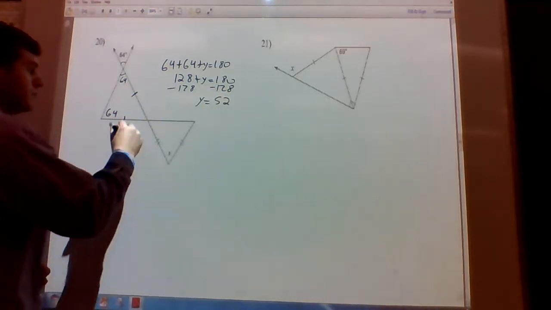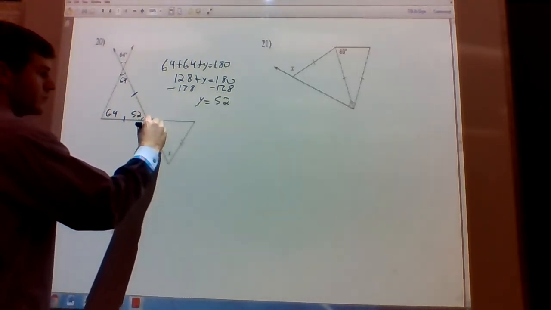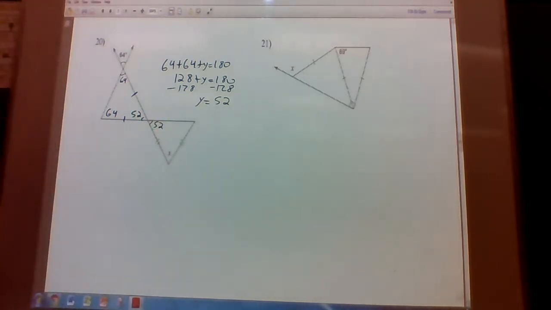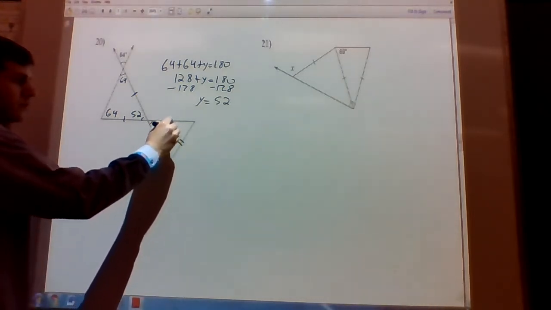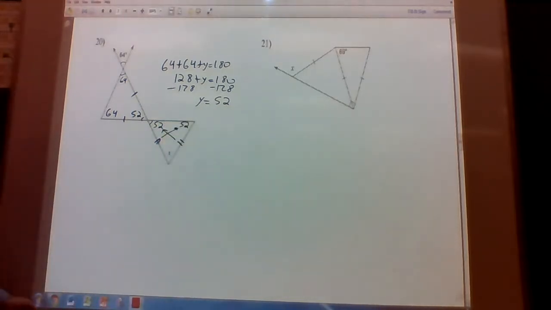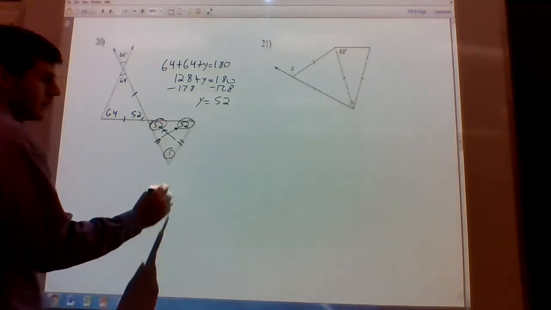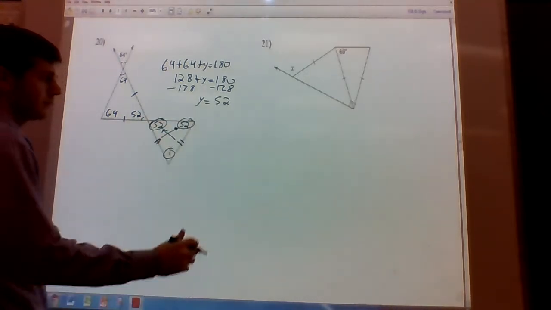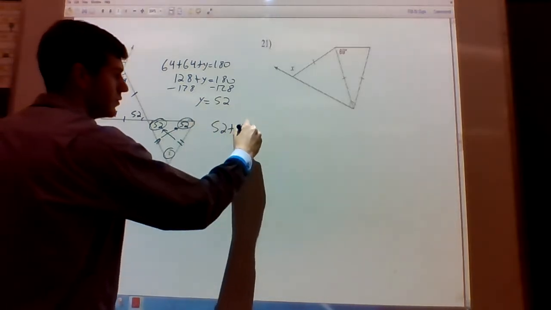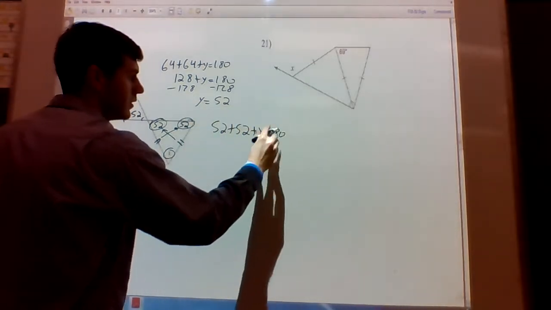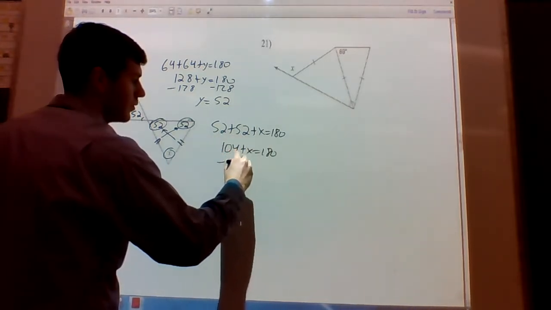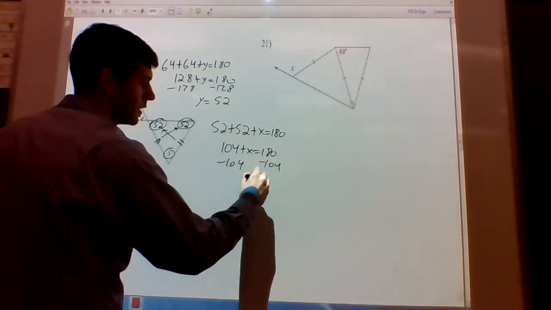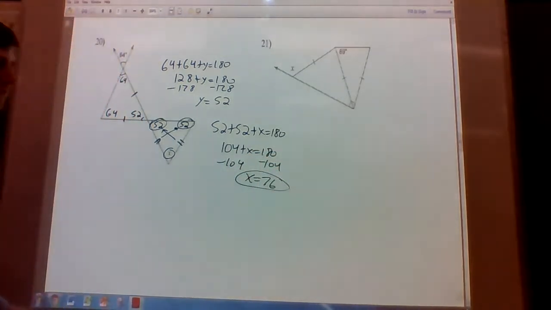So this is 52. These are vertical angles, so we know this is 52. And we have an isosceles triangle. So if this angle is 52, then this one is also going to be 52. 52 plus 52 plus x by the triangle sum theorem is going to be 180. So 104 plus x is 180, minus 104 on both sides. X is going to be 76.